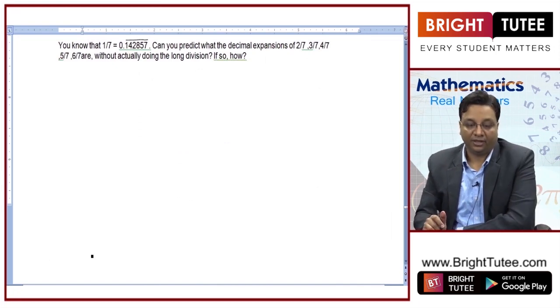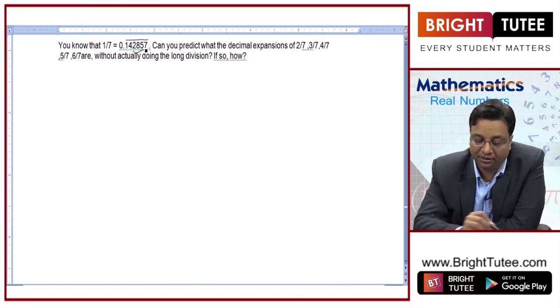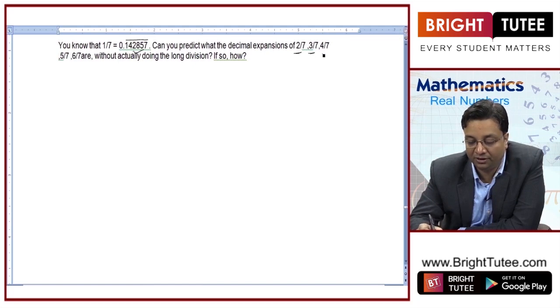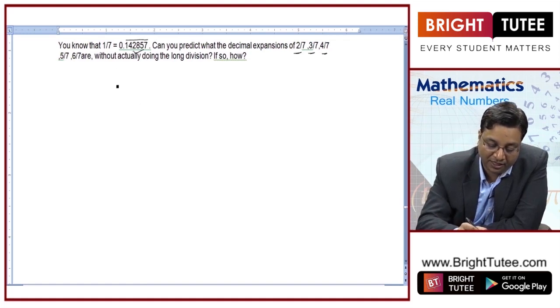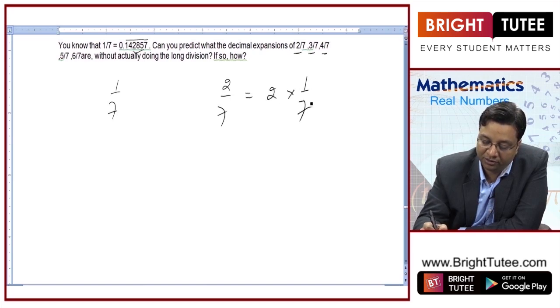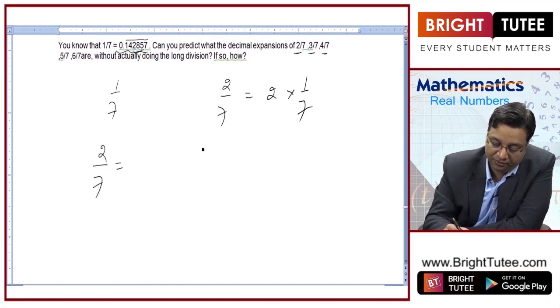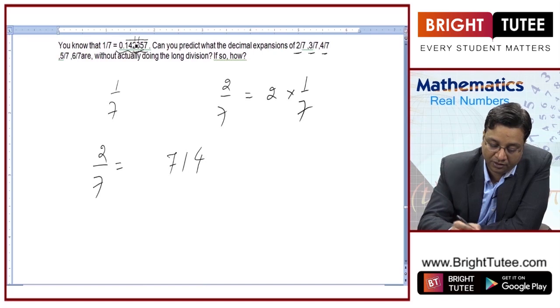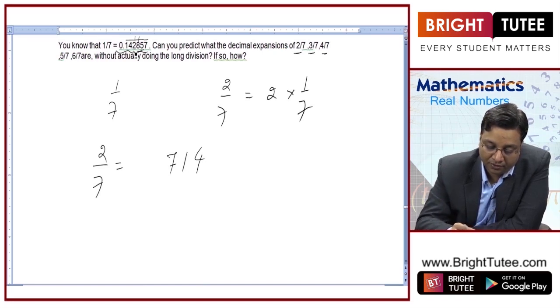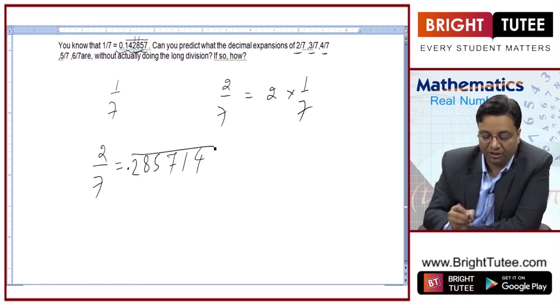Let's look at this one. You know that 1 by 7 is this. Can you predict the decimal expansions of 2 by 7, 3 by 7, 4 by 7, 5 by 7, 6 by 7, etc.? Yes, we can easily do that. Why? Because if we have got 1 by 7, 2 by 7 is nothing but 2 into 1 by 7. So, I will just multiply this number by 2 and find the value. 2 by 7 will be equal to 2 7s are 14, and so on. So, this will be the repeating block.